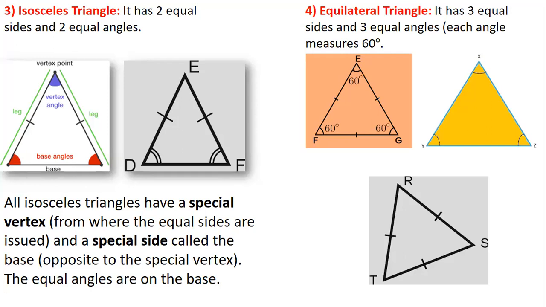Read equilateral triangle. It's equilateral triangle. It has three equal sides and three equal angles. Each angle measures 60 degrees.